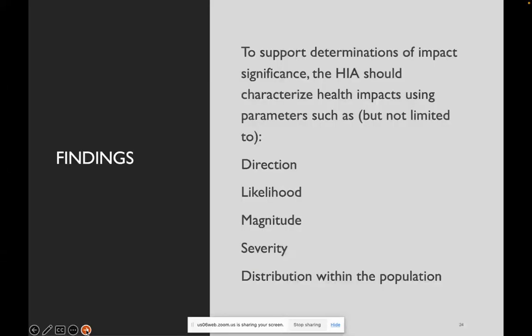So in your findings section, you want to make sure that you've characterized the health impacts according to the parameters. And these are the ones that we want to make sure are included. There are other parameters, but if you have included these, the direction, likelihood, magnitude, and severity of the impacts, and their distribution across the population that's impacted, then we feel like, because this is what's in the minimum elements and practice standards, right? These are the things that if you are taking care of these issues, then the other things will follow, and you'll see what I mean.